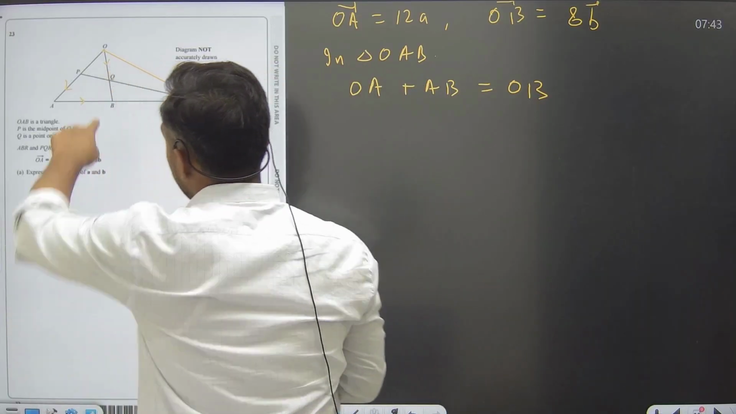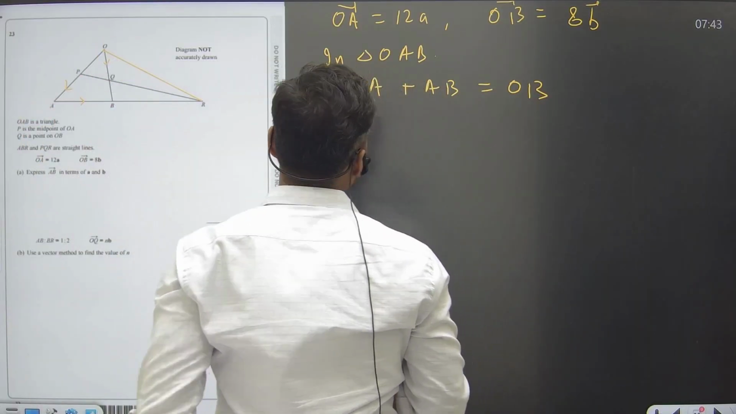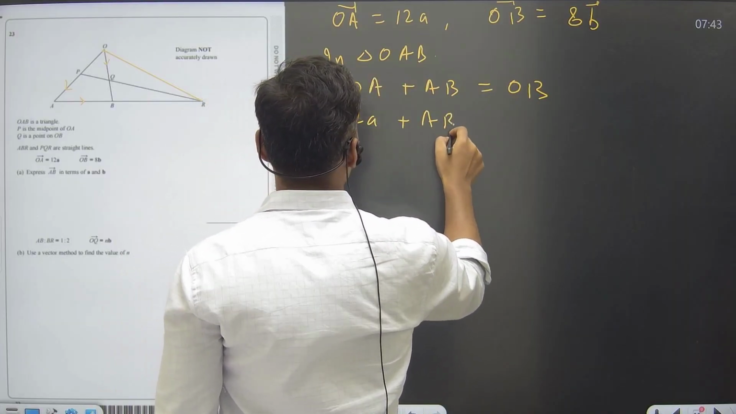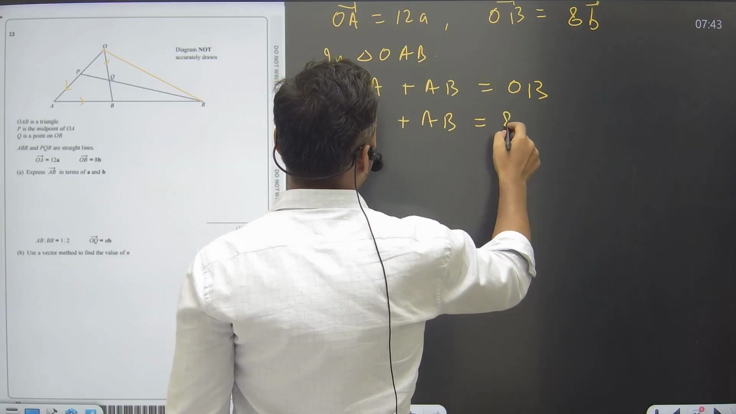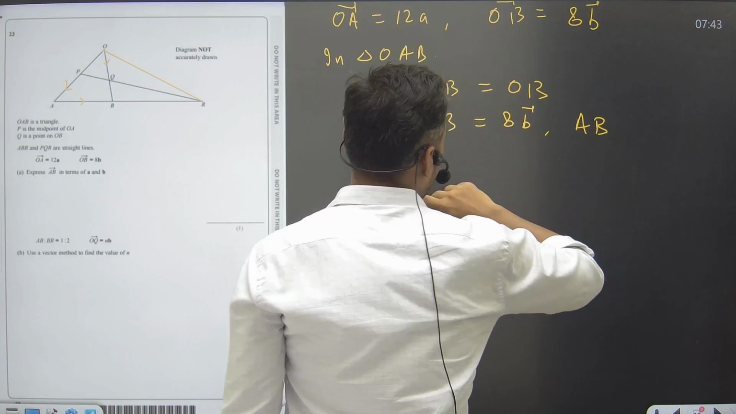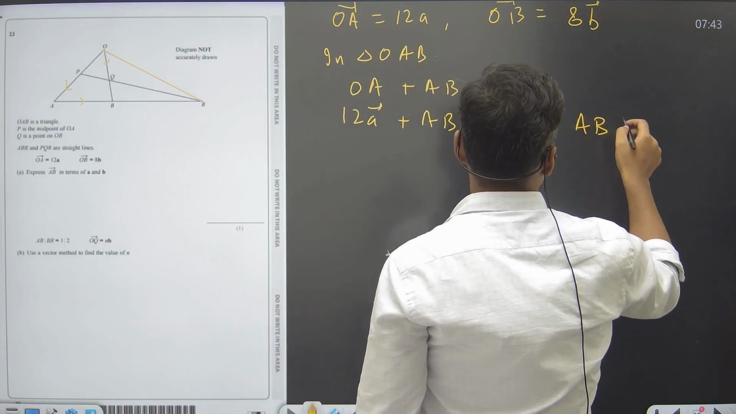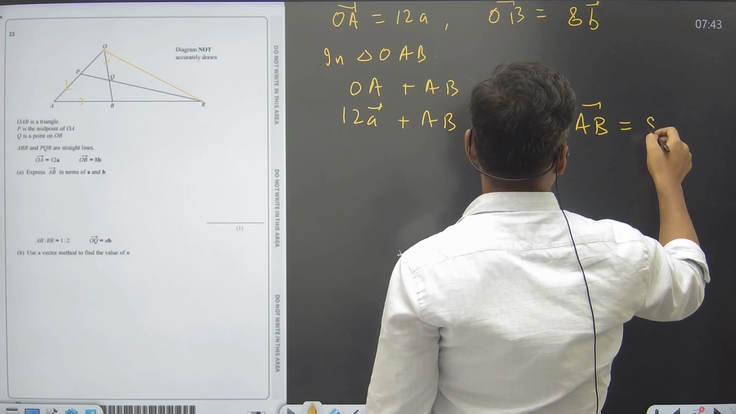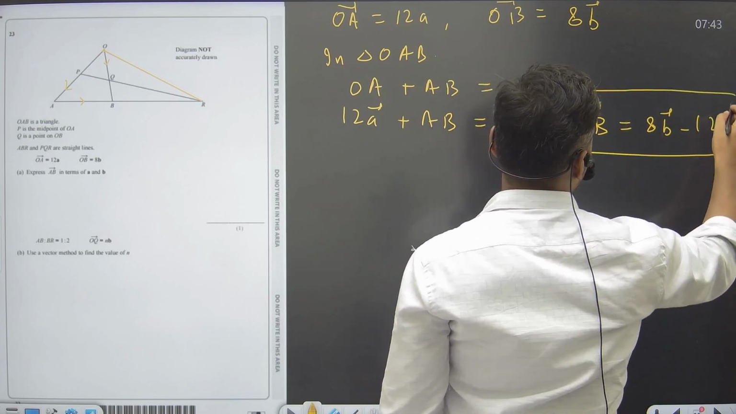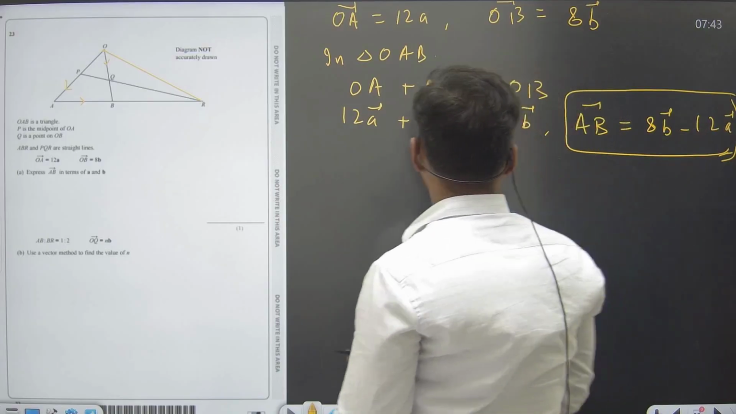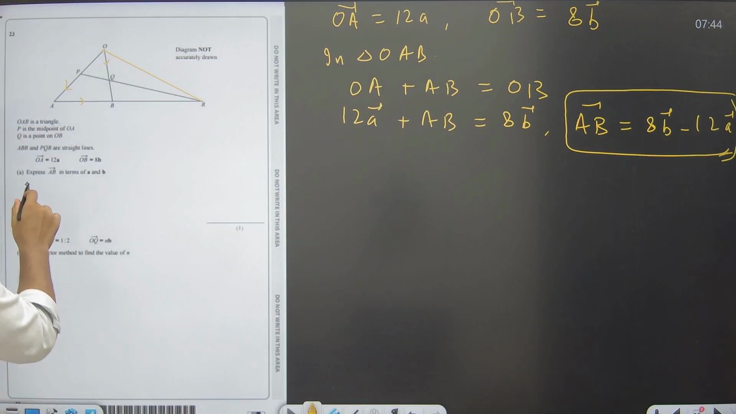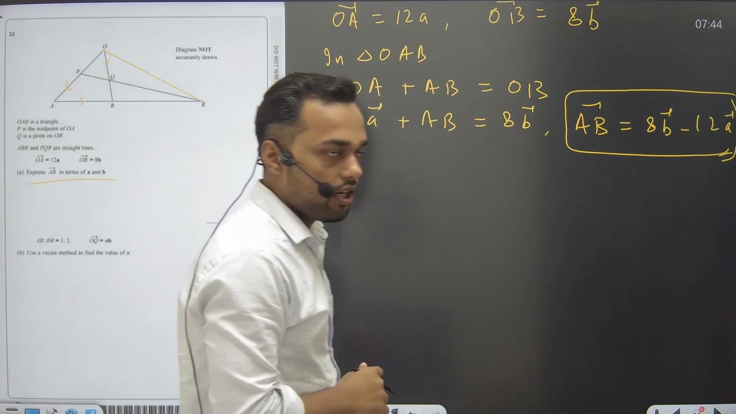OA plus AB will be equal to OB. So OA here is 12A, plus AB, which we don't know, and OB here is 8B. Okay, so from here, if you transpose the value of 12A to this side, the AB vector will be equal to 8B minus 12A. This is the value of the AB vector. We have got the value of the AB vector. Now see, the first part is done: AB in terms of A and B, I have done it.